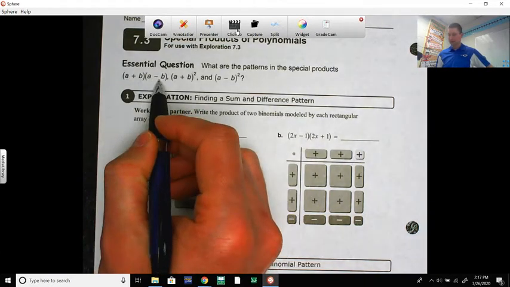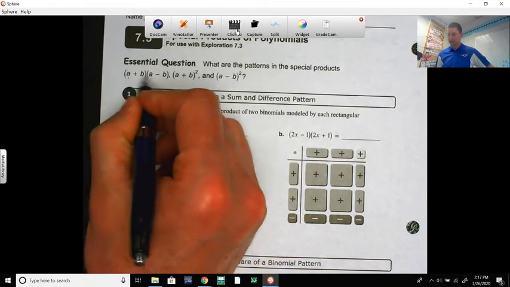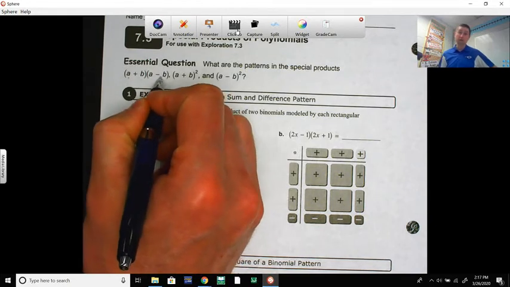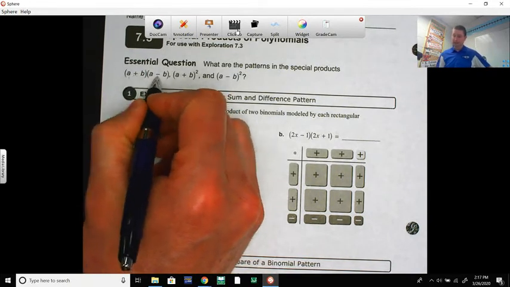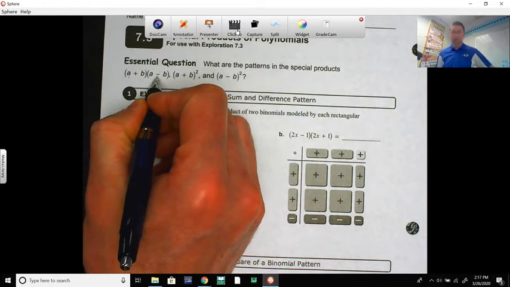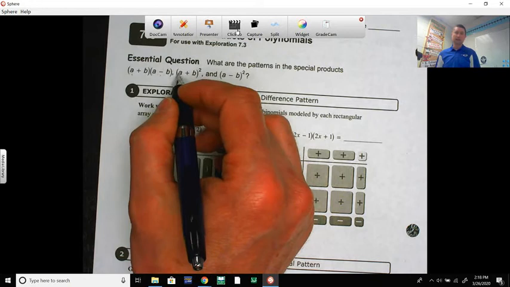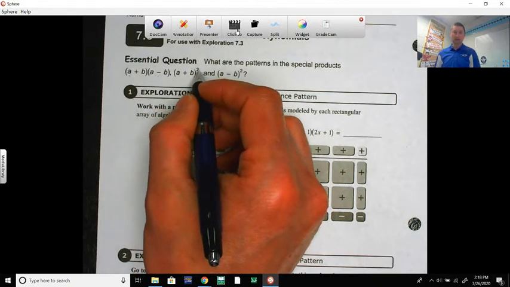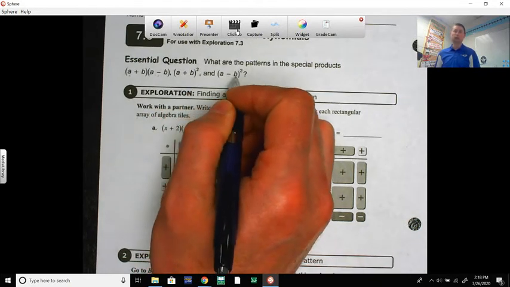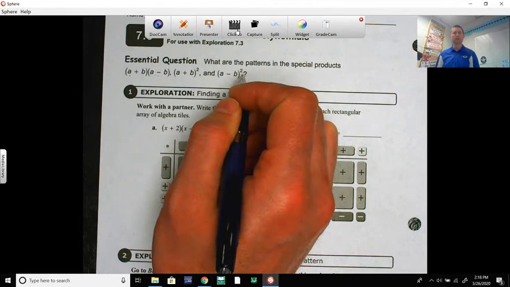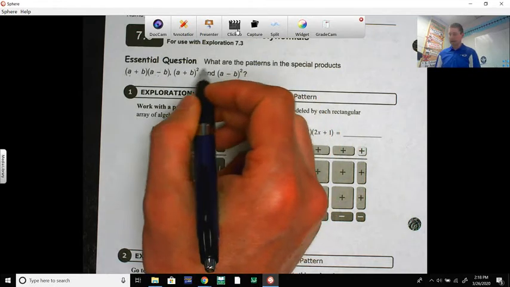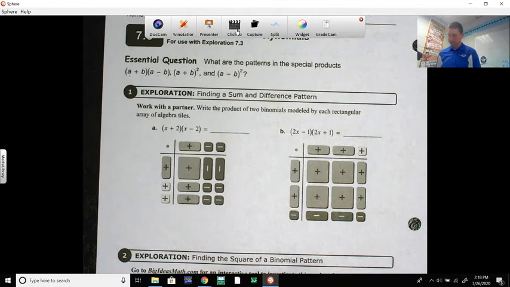So, special products, which means we're going to be looking at two different types: a plus b times a minus b. You notice the a's are the same, the b's are the same. So we're multiplying two binomials, one with a plus sign and one with a minus sign. The other kind we're going to look at is the square of a binomial, so that's a plus b squared and a minus b squared. We have some formulas to help us multiply these and get those done a little bit quicker.